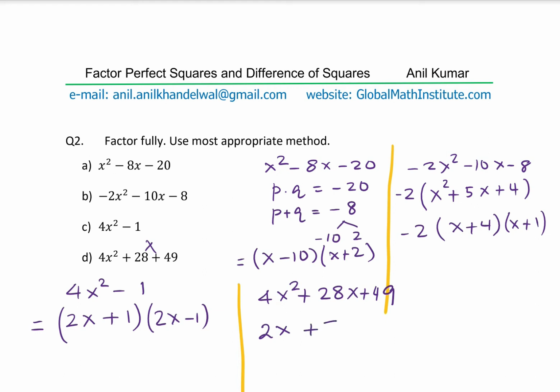So it could be written as (2x + 7) whole square. So that is the right answer. So we have four answers here. First one A, and then this is for B, this is for C, and that is for D. So I hope you get the same answers.